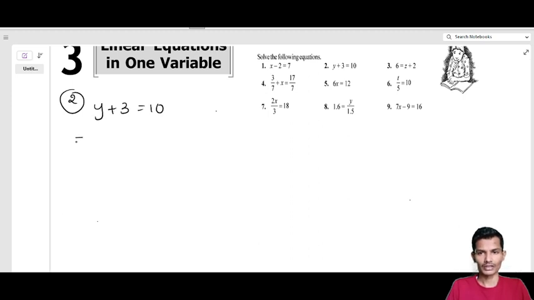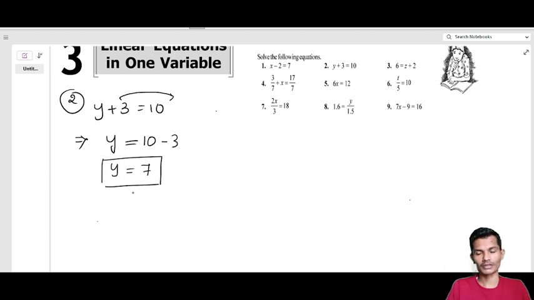And then what I said, if I am taking any number which has a particular sign, here it has a plus sign, to the other side of the equal sign, then this sign will become minus, negative. So how can I write that? y equals 10 minus 3. So y equals 10 minus 3, which is 7. So we found out that the y value is 7.